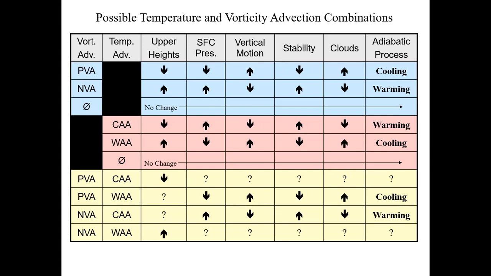And then NVA and warm air advection at the very bottom. I do know that both NVA and warm air advection are going to result in upper height increases. But I don't have enough information by just looking at this chart to tell me which is the more dominant of the two. That's going to help me determine where all those question marks are: surface pressure, vertical motion, stability, clouds, and adiabatic process. That'll help me fill those question marks in with some answers if I have more information.